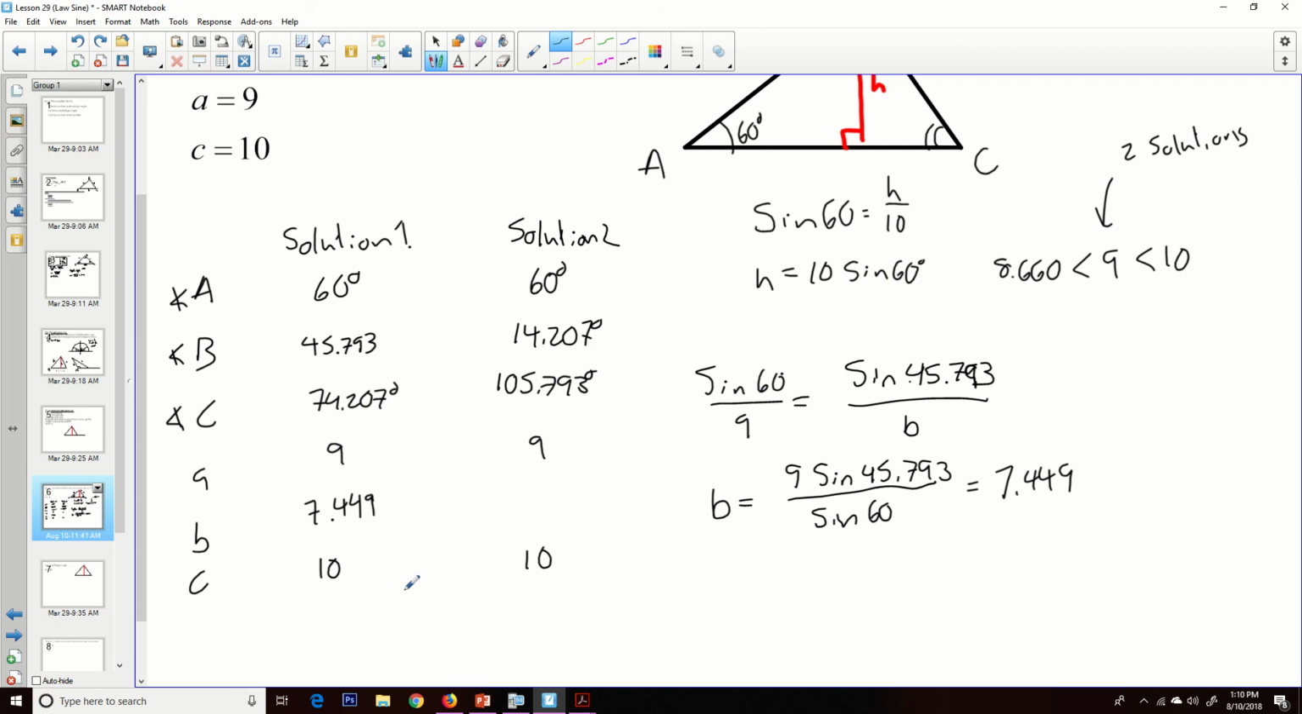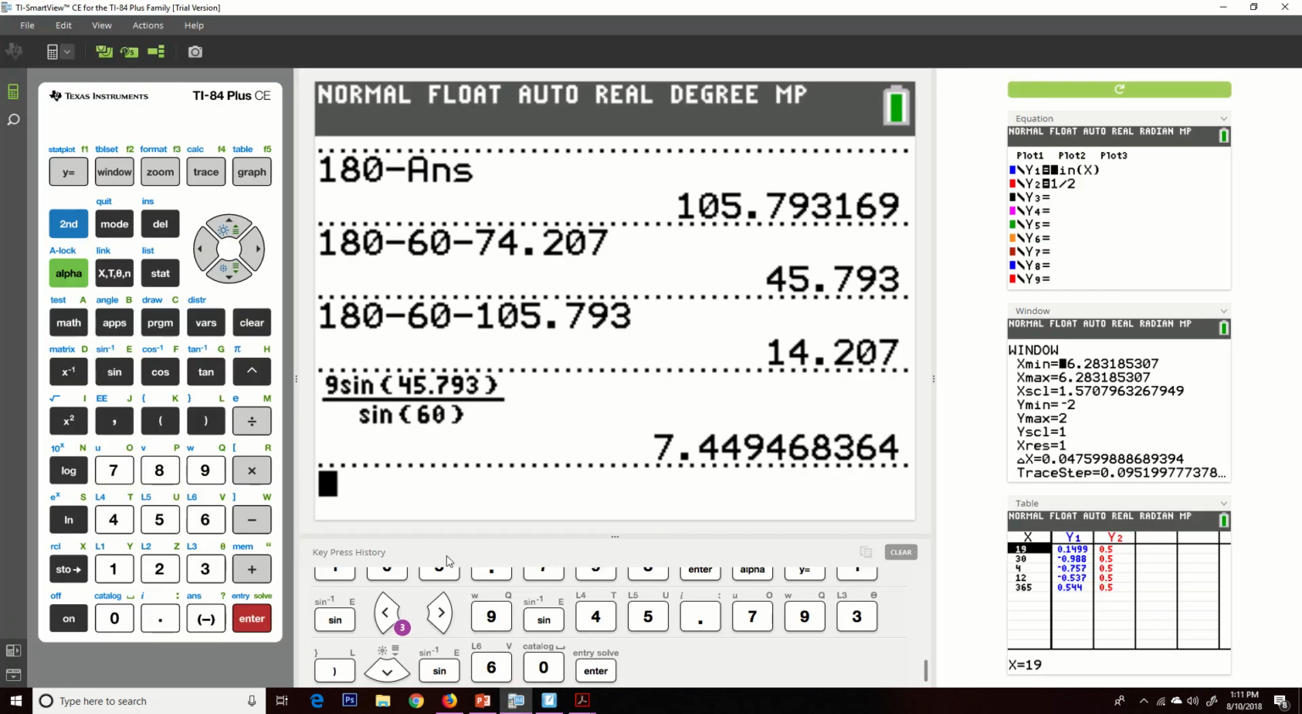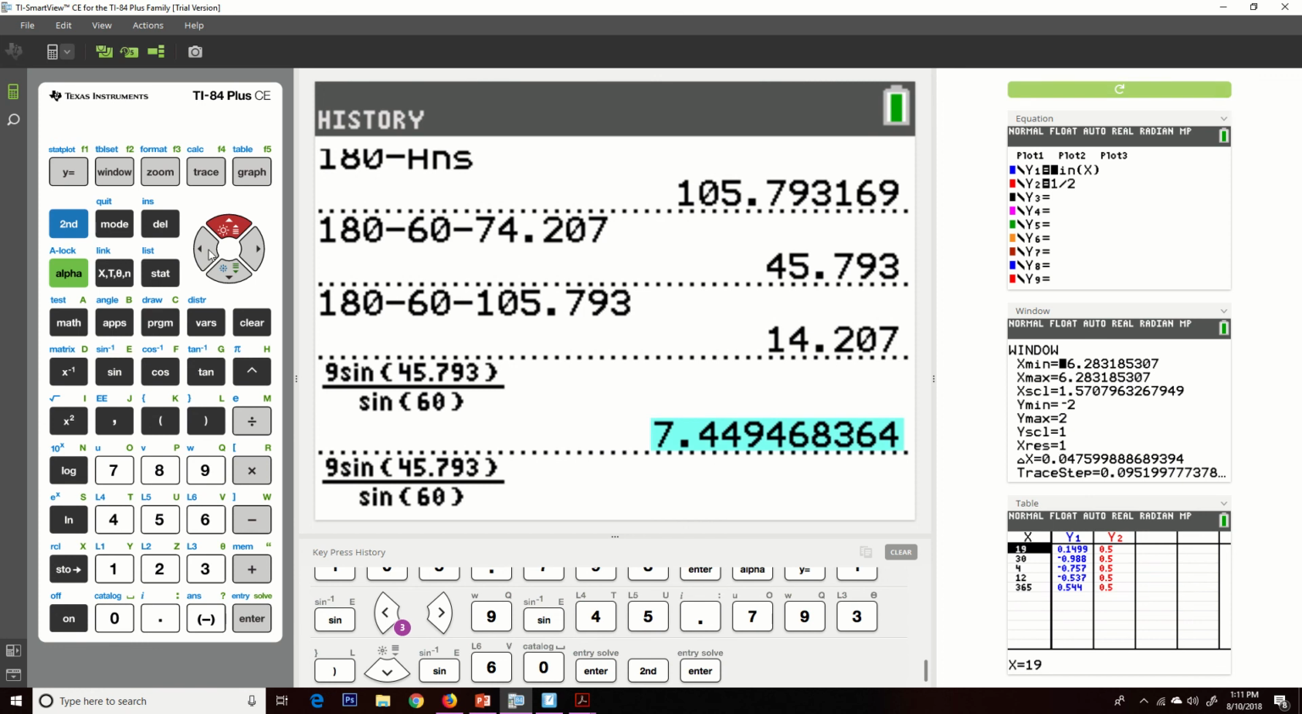And to do it again, you'll notice that if I set it up, it'll be sine of 60 over 9 equals the sine of 14.207 all over, we'll call it b prime, to have that second b. Well, it's going to end up being the same thing as the first one, except instead of 45.793, I have 14.207. So I'm just going to go back to here. I'm going to go second, go entry and change this one.